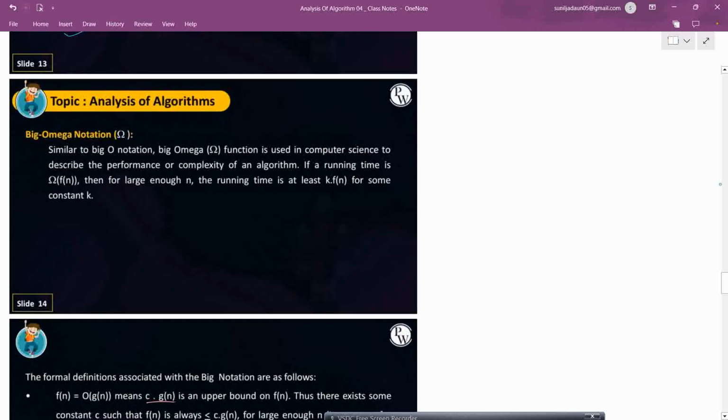Big omega notation is similar to big O notation. The big omega function is used in computer science to describe the performance or complexity of an algorithm. If a running time is big Omega of f(n), then for large enough n, the running time is at least k·f(n) for some constant k.